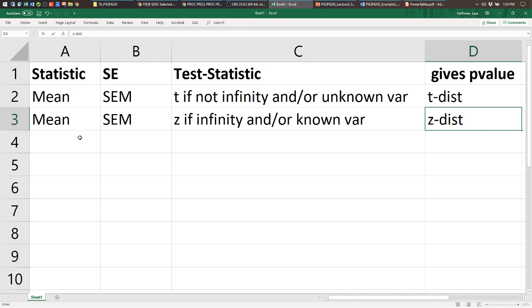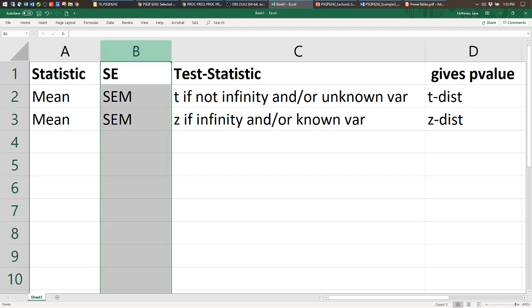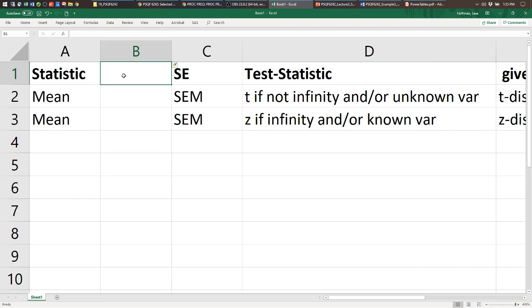What's the difference between T and Z if I drew a picture? T's flatter, but they're both two-sided symmetric, right? Yep, so you know that one. Let me add to this. Effect size, there's another column.